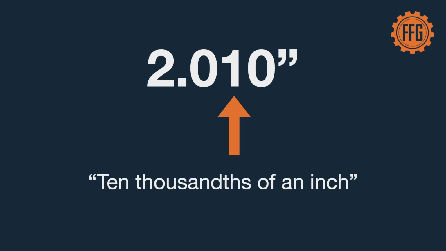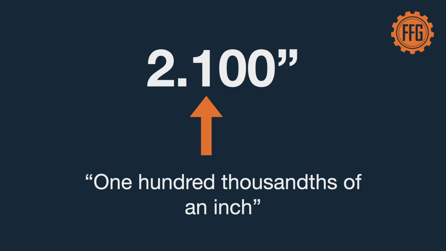Now, if you go 2 decimal places over, that's the 10,000ths of an inch decimal place. So anything you see in there will be in regards to 10,000ths of an inch. So in the example, 10,000ths of an inch, or 20,000ths of an inch, 30,000ths of an inch, and so forth.